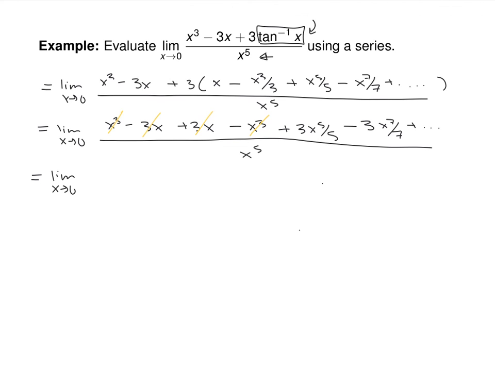So like 3x to the 5th over 5 divided by x to the 5th will just give you 3/5. 3x to the 7th over 7 will be minus 3x squared over 7. The next term would have been 3x to the 9th over 9. Well, dividing that by x to the 5th, we're going to get plus 3x to the 4th over 9. And you see how that pattern keeps going. And every single term that's coming up, since you're going to 0, is going to be 0 except for this first one, which is 3/5.